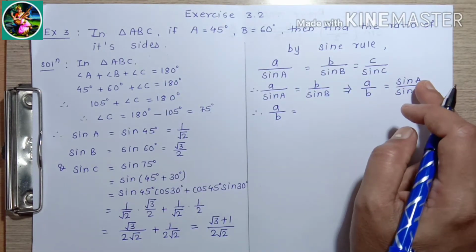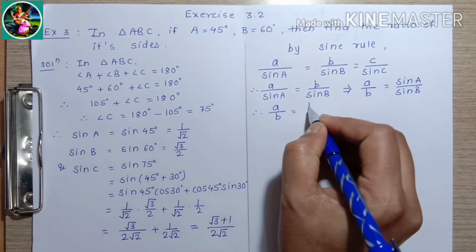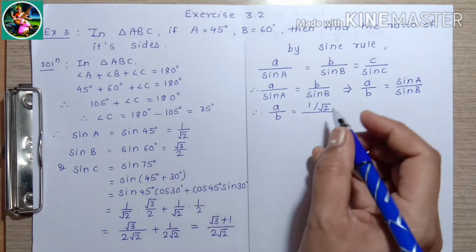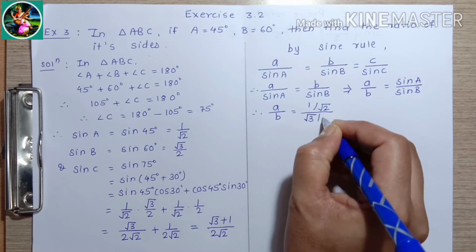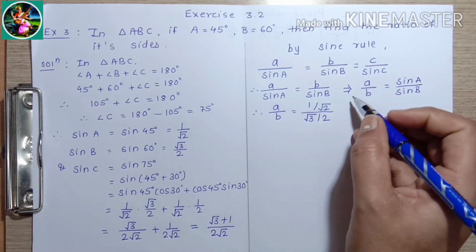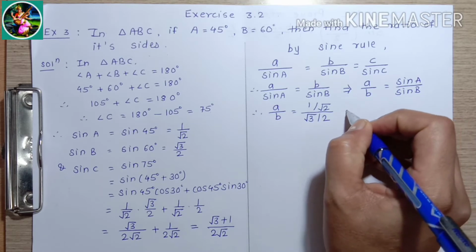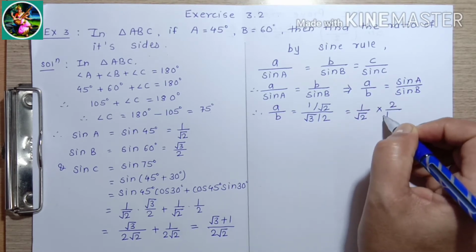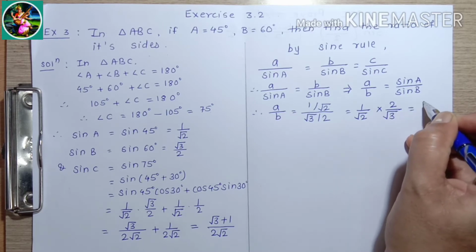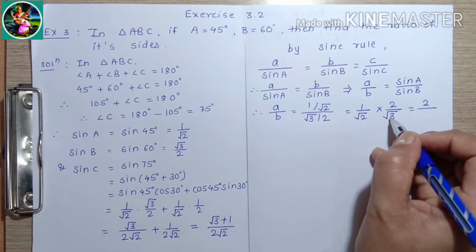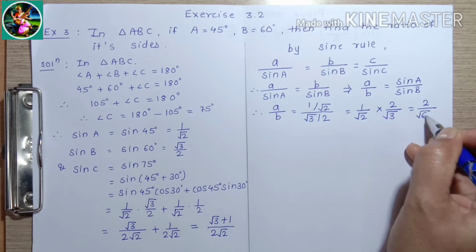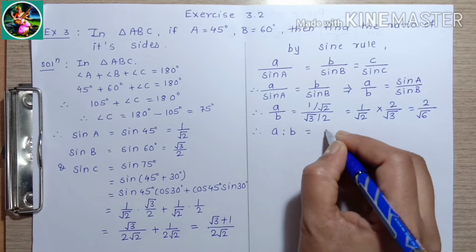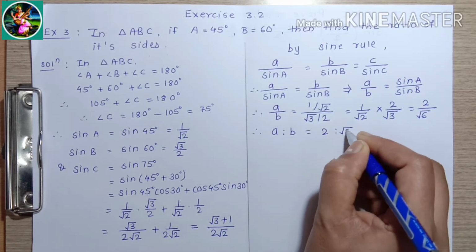We substitute the value of sine A, that is 1 upon root 2, and the value of sine B, which is root 3 divided by 2. Therefore, that is equal to 1 upon root 2 into 2 divided by root 3, that is equal to 2 divided by root 2 into root 3, that is root 6. Therefore, we write a is to b is equal to 2 is to root 6.